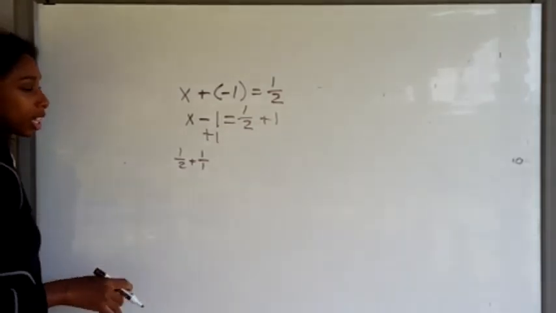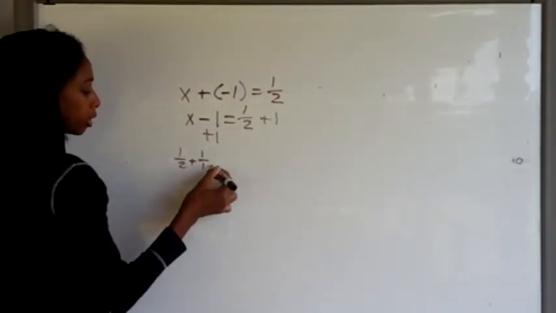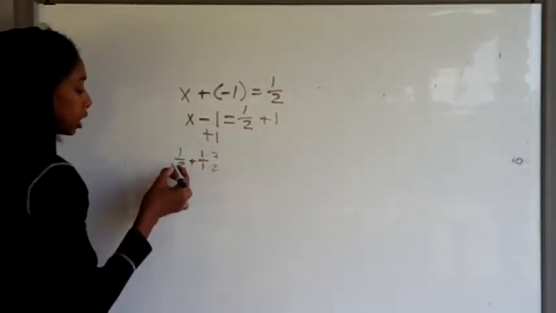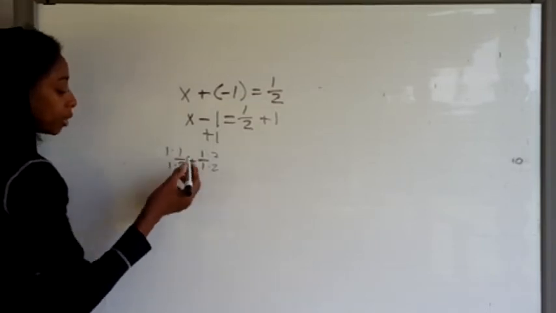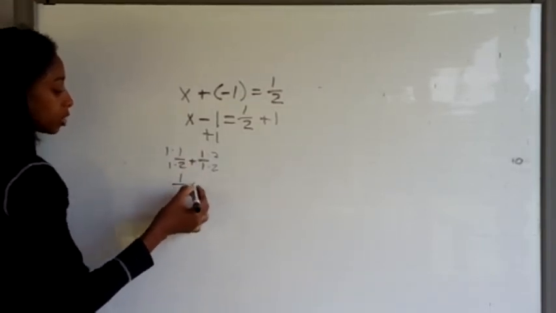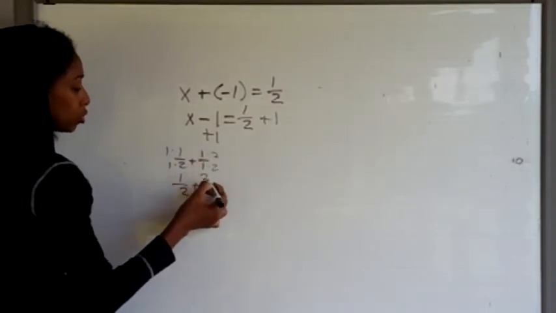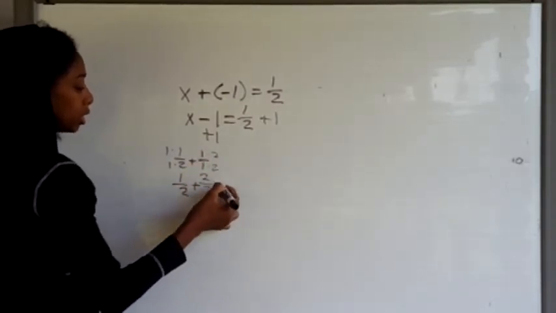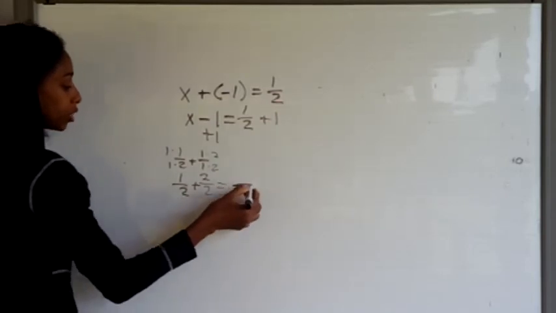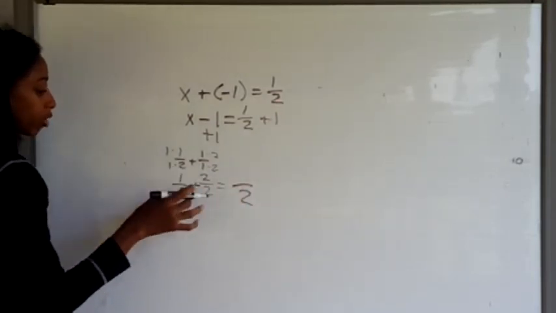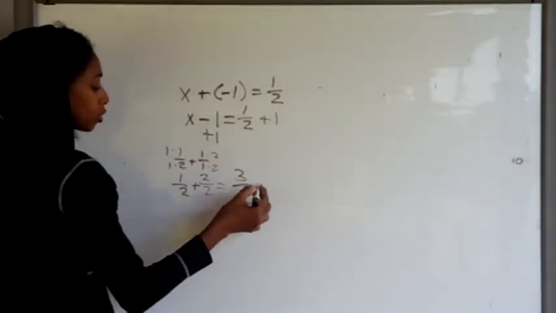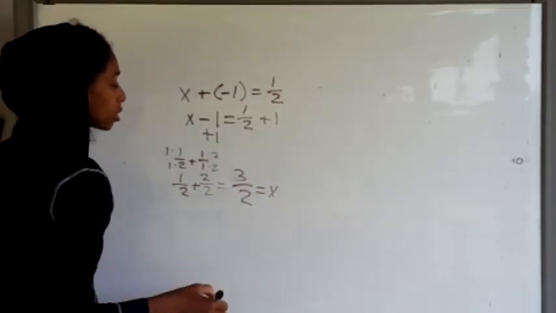Get the least common denominator, which is gonna be 2. So we multiply by 2 over here to get 2. Multiply by 1 over here. 1 times 1 is 1, 2 times 1 is 2. And plus 1 times 2, which is 2. 1 times 2 is 2. So we have the same denominator. Alright, we add across, 2 plus 1 is 3. So 3 over 2 equals x.